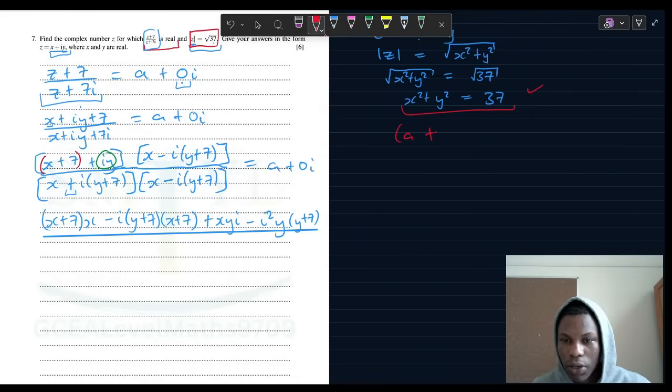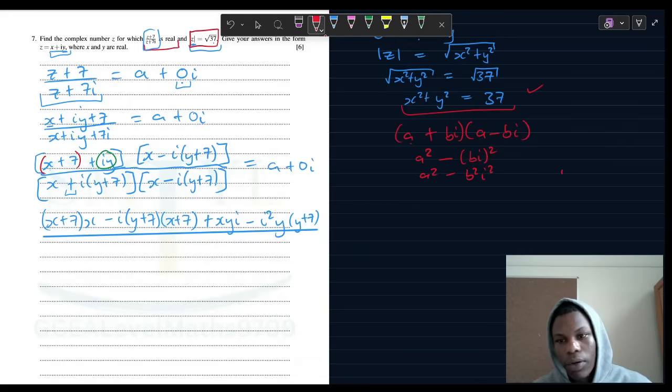If your original complex number is a plus bi, then your conjugate has to be a minus bi. So if you multiply a complex number by its conjugate, you're going to get a difference of two squares. Right? So that just ends up being a squared minus bi squared, which simplifies to a squared minus b squared i squared. Remember, i squared is minus 1, so that just becomes a squared minus b squared times minus 1, which is plus b squared.